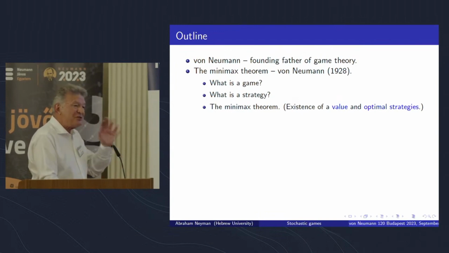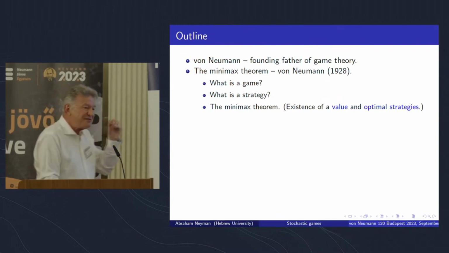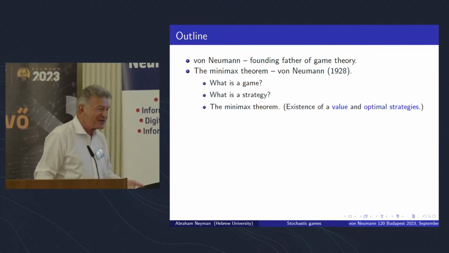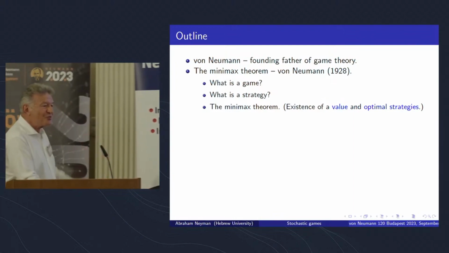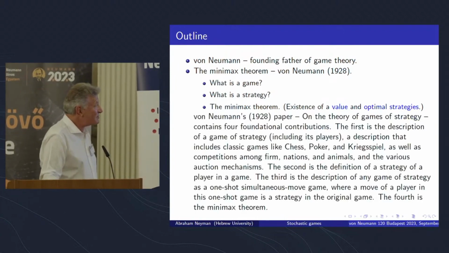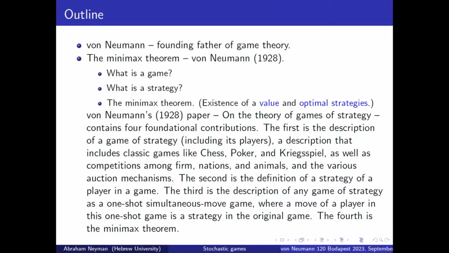It's worth mentioning that Borel had this intuition as well, but he has summarized it in only one sentence, and it's not clear, but he didn't define formally what's a game, so obviously the birth of this theorem is von Neumann's 1928 paper. So this paper was called On the Theory of Games of Strategy, and it contains just this single paper, I say there are 3 parts of his contribution, 4 fundamental contributions. The first is the description of a game of strategy, including who are the players. We'll see that there could be here some confusion from our intuition as laymen.